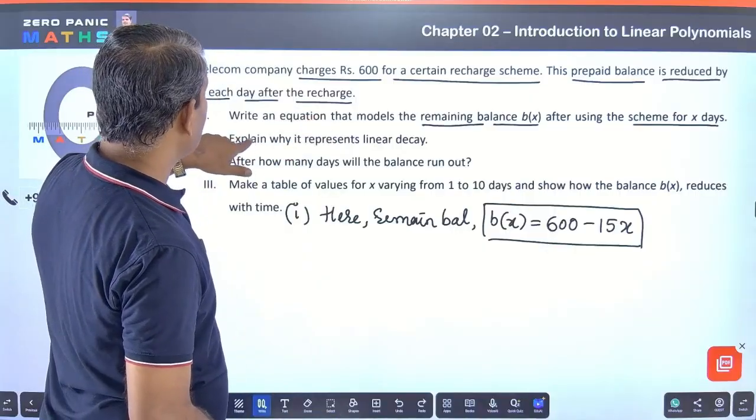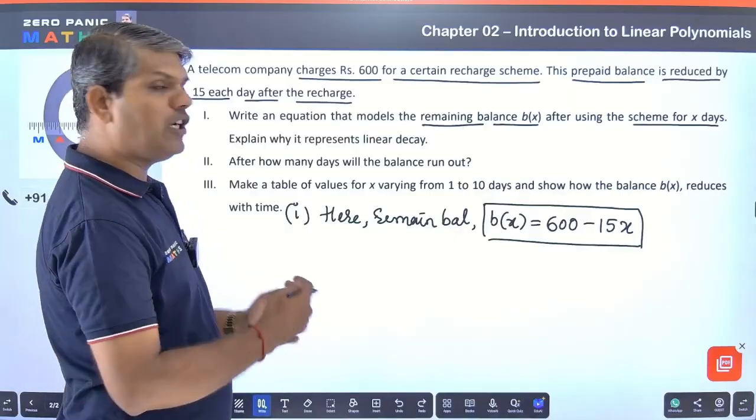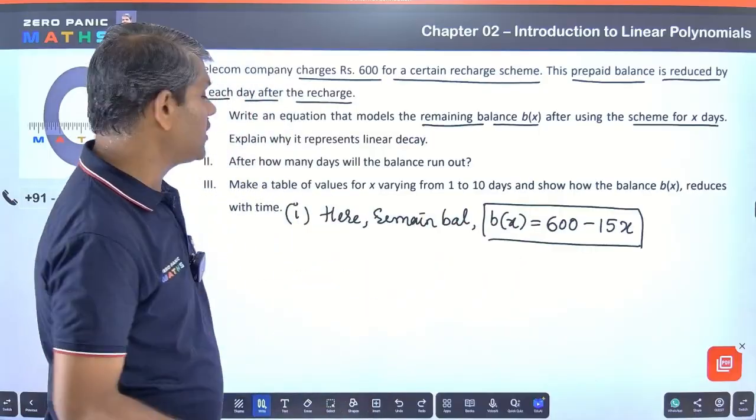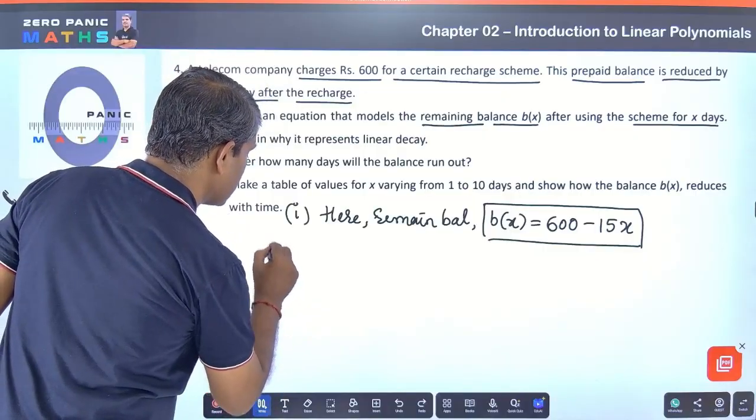Okay, second part, they are asking to explain why it represents a linear decay. So as usual, we need to represent this equation in terms of y is equal to ax plus b, that is a linear expression.